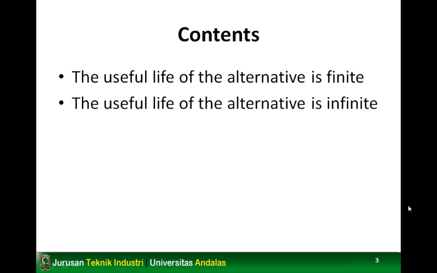So the contents of chapter 7 are: number 1, we will do annual cash flow analysis when the useful life of the alternative is finite. And number 2, we do the annual cash flow analysis when the useful life of the alternative is infinite.